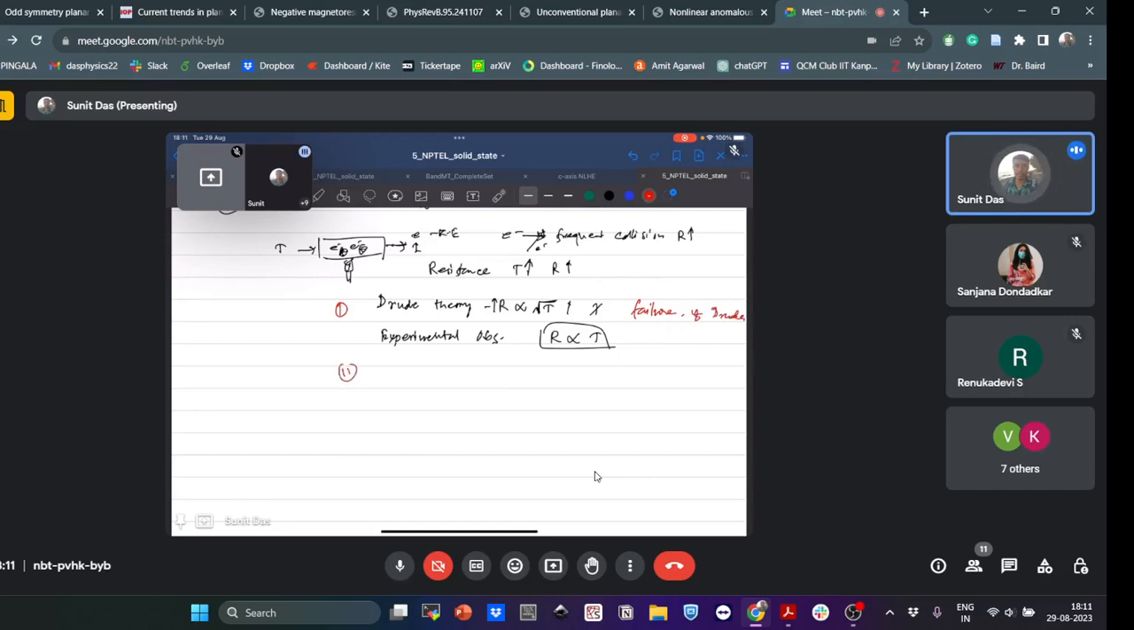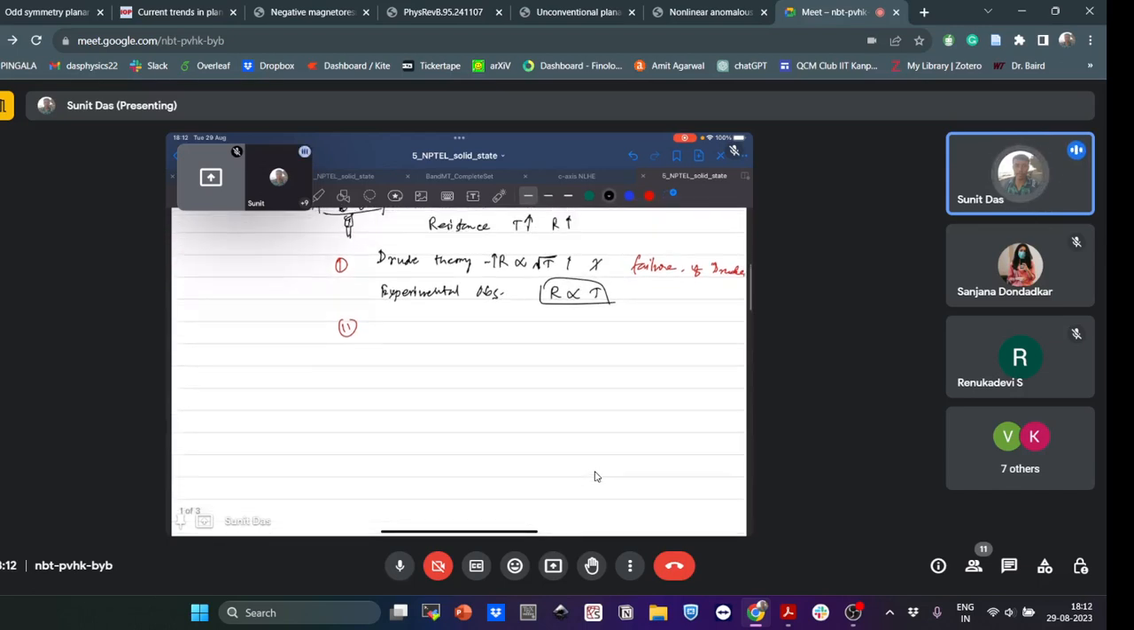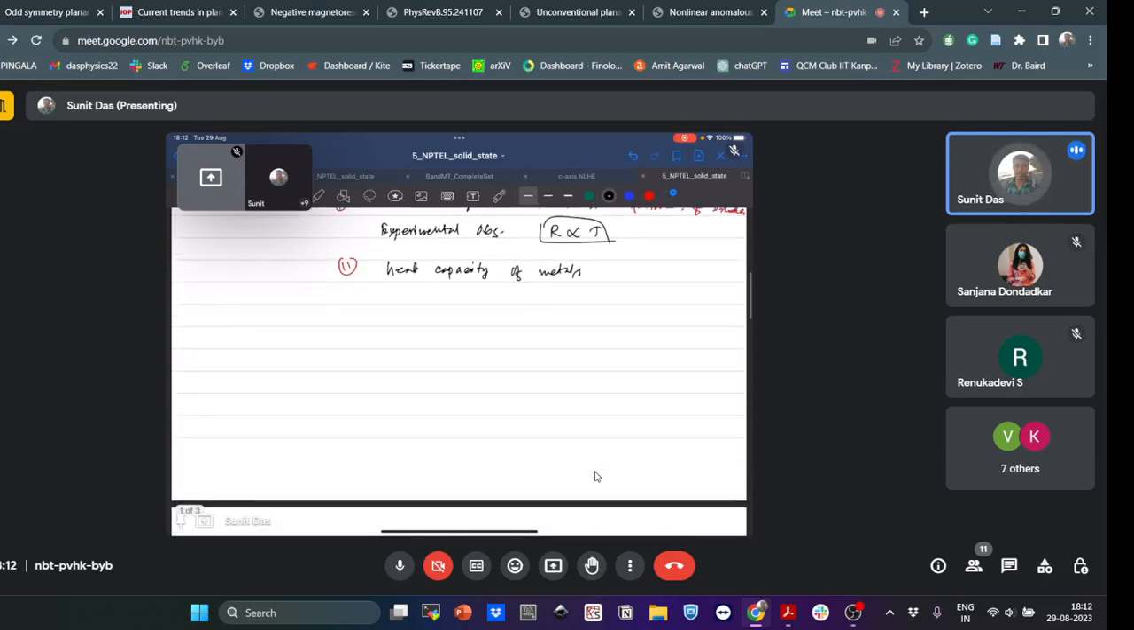And number two is the heat capacity of metals. Drude theory claimed that the heat capacity is constant. Heat capacity is defined by Cv equal to del U del T, where U is the internal energy, and according to this it is constant.